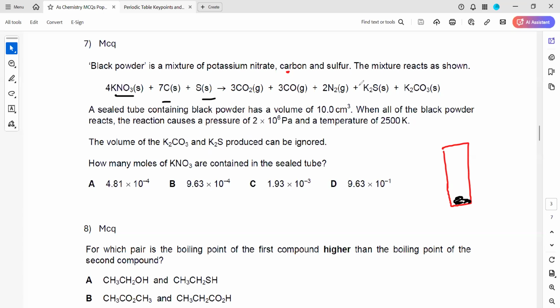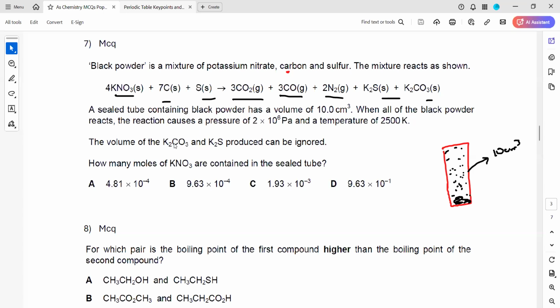When this black powder reacts, it will produce gases: carbon dioxide, carbon monoxide, and nitrogen gas, and a solid is also produced. The volume of a gas is always the same as the volume of its container. So if the container has a volume of 10 cm cube, the gas produced also has a volume of 10 cm cube. The total volume of the gases, which include carbon dioxide, carbon monoxide, and nitrogen, will be 10 cm cube.